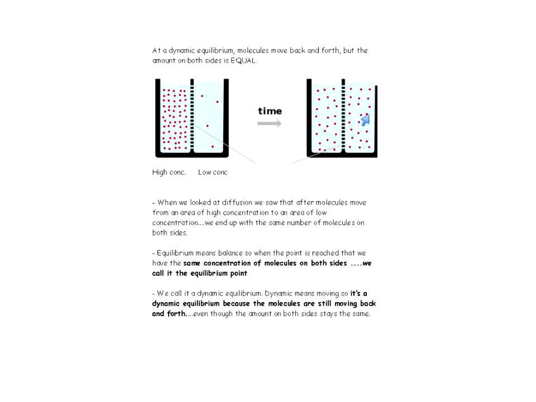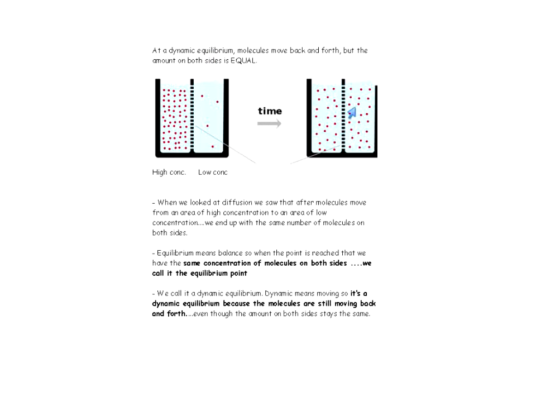We're going to talk about a dynamic equilibrium. With a dynamic equilibrium, molecules are moving back and forth, but the amount that you have on both sides is equal. So what we're going to do is look at each part of those words, dynamic equilibrium. We're going to look at equilibrium and then dynamic.